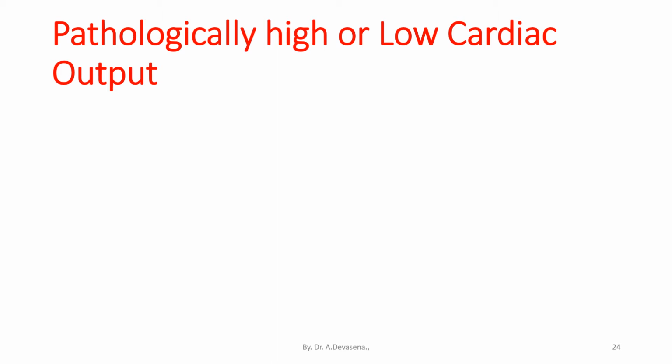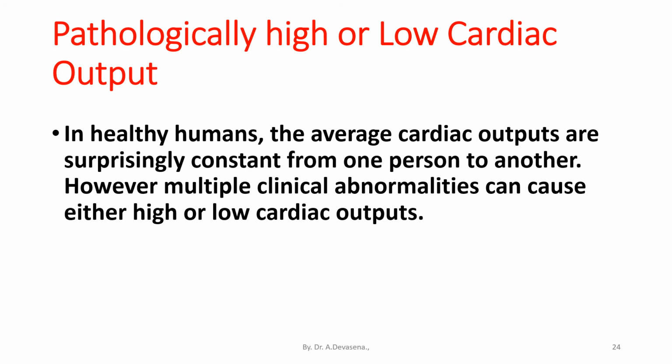Pathologically, high or low cardiac output. In healthy humans, the average cardiac outputs are surprisingly constant from one person to another. However, multiple clinical abnormalities can cause either high or low cardiac output.